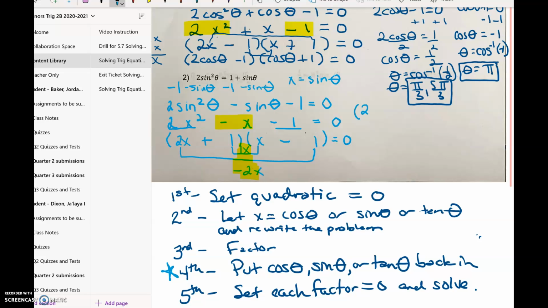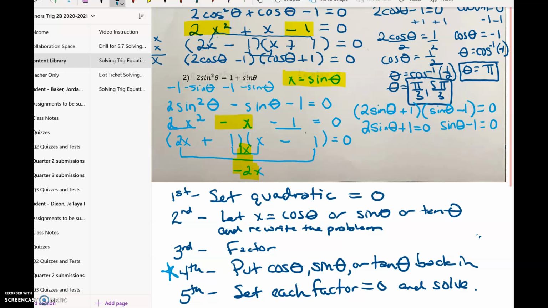So now we're going to have 2 sine of theta, that's what the original problem was, plus 1. And I'm going to have sine of theta minus 1. Still equals 0. All I did was substitute back in the x equals sine of theta. Now I have to solve each factor separately. So 2 times the sine of theta plus 1 equals 0. And then I have sine of theta minus 1 equals 0.